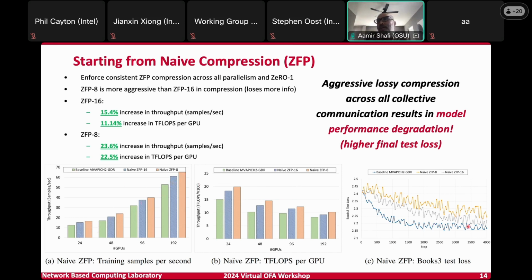But when I look at the accuracy of these experiments, we can see that the ZFP 8 version is performing the worst. So first of all, we need to make sure that whatever compression technique we're using, we're actually getting the same loss trends, and then we'll come back and look at the throughput or the performance. So this is basically starting from naive compression, which is using ZFP.